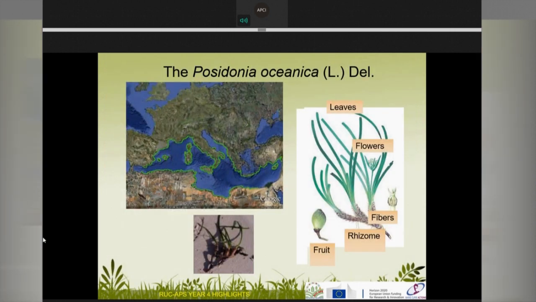What is Posidonia oceanica? Posidonia oceanica is a marine flowering plant endemic of the Mediterranean Sea that grows all along the coast, forming extensive meadows from nearly the water surface to depths up to 40 meters. Among the marine plants, Posidonia is the most abundant seagrass species in the Mediterranean basin, covering approximately 40,000 square kilometers of the seabed.